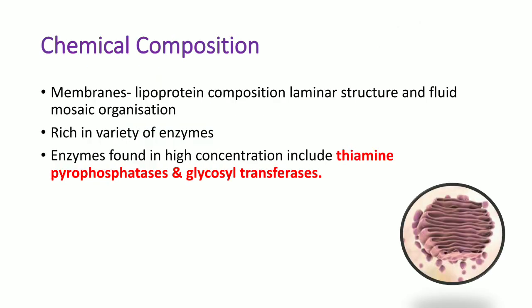Next is the chemical composition. Golgi bodies are chemically unstable, that is, their chemical makeup can change from time to time. In general, we can say that their membranes are of lipoprotein composition, laminar structure and fluid mosaic organization, and they are very rich in a variety of enzymes. Two enzymes found in high concentration include thiamine pyrophosphatases and glycosyl transferases.